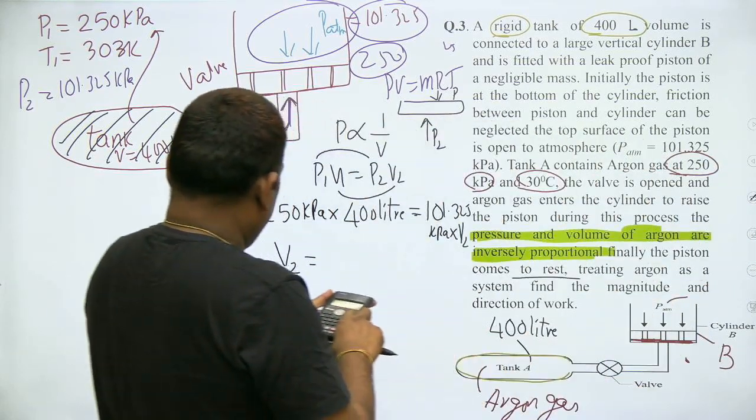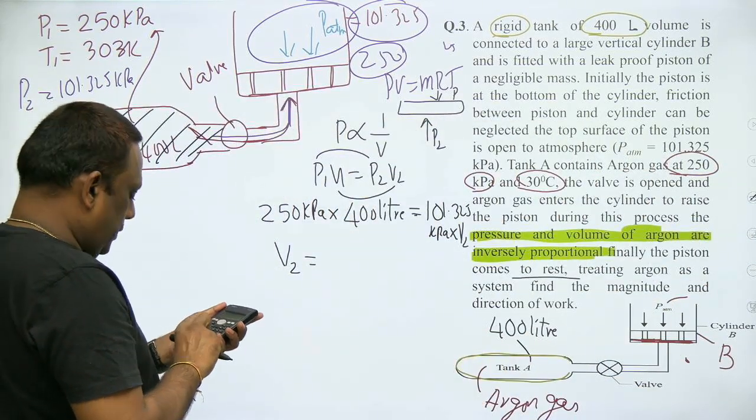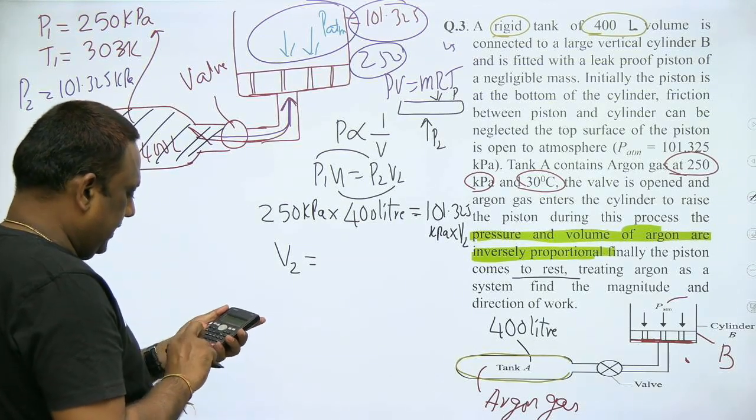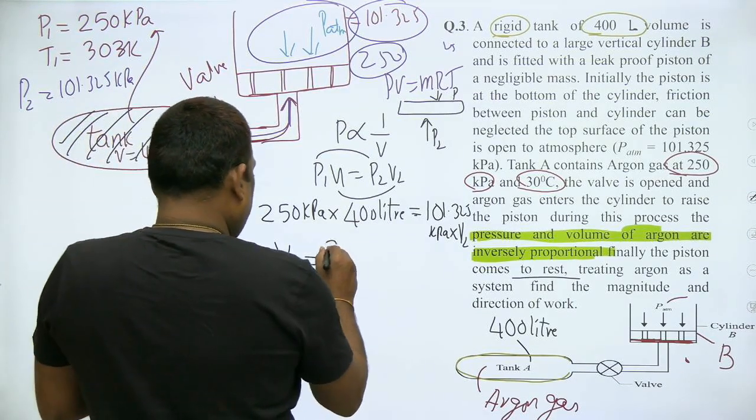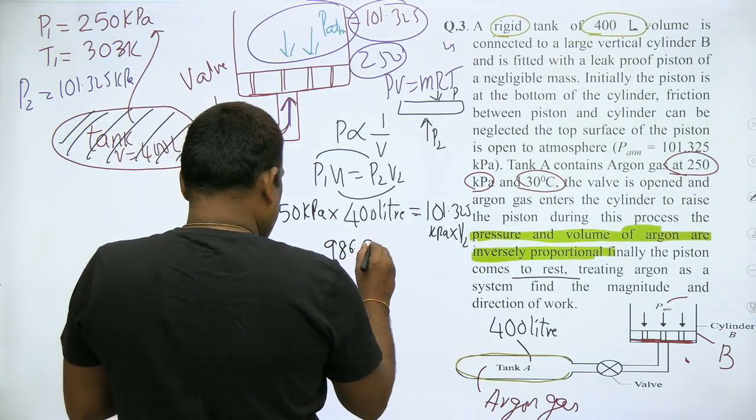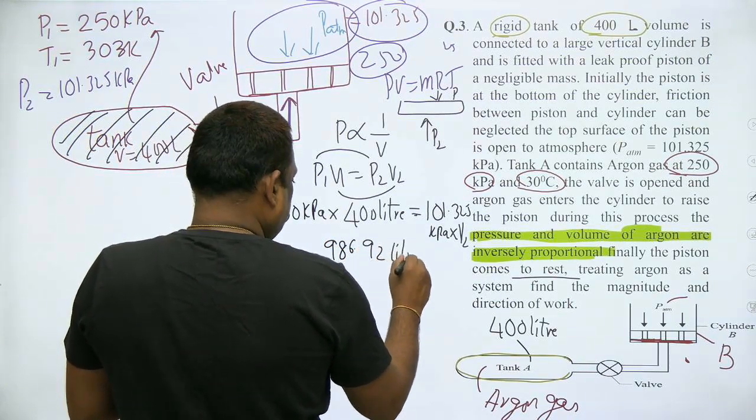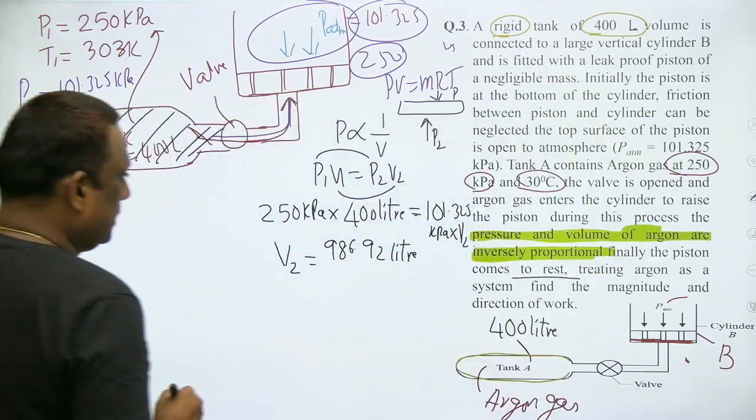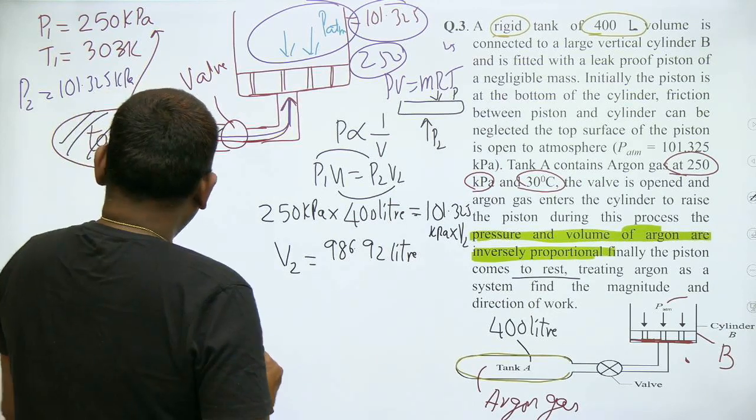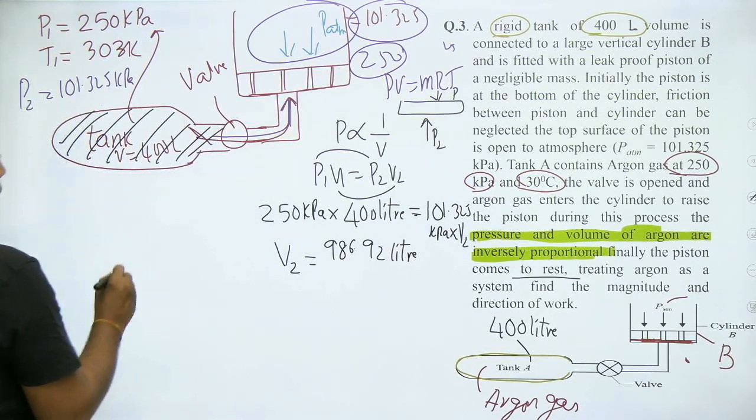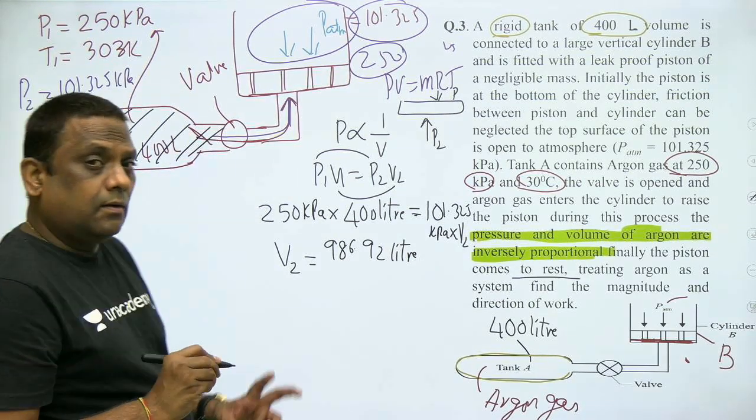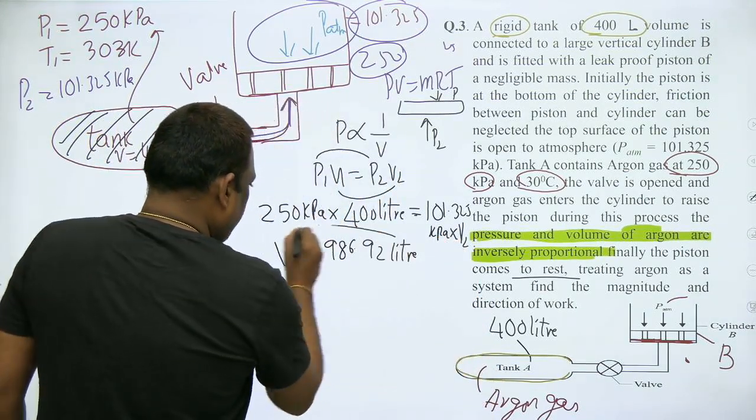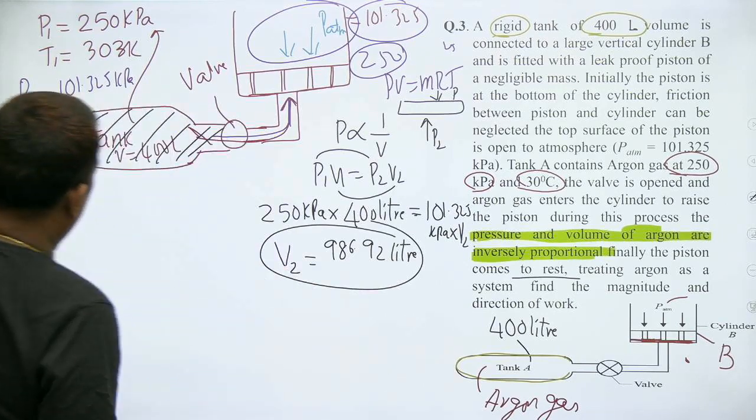So, let me calculate, my dear students. When you are doing this, you should be very serious. Divided by 101.325. So, I am getting this as 986.92 liter. Observe here. The final volume occupied by argon is 986. Okay, we'll take this 986, no problem at all.